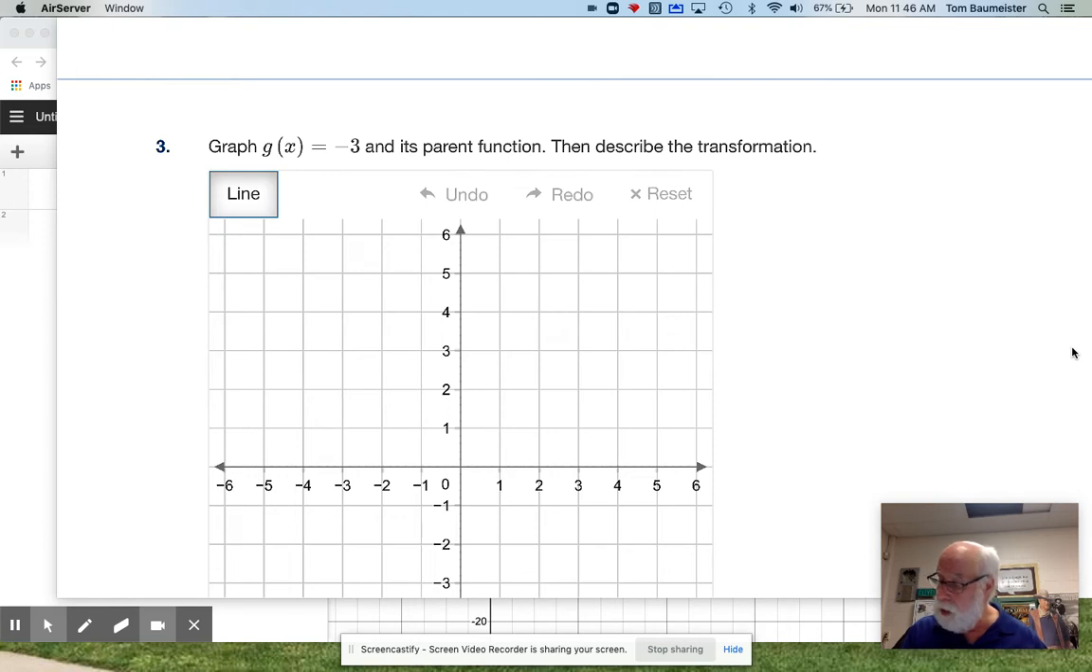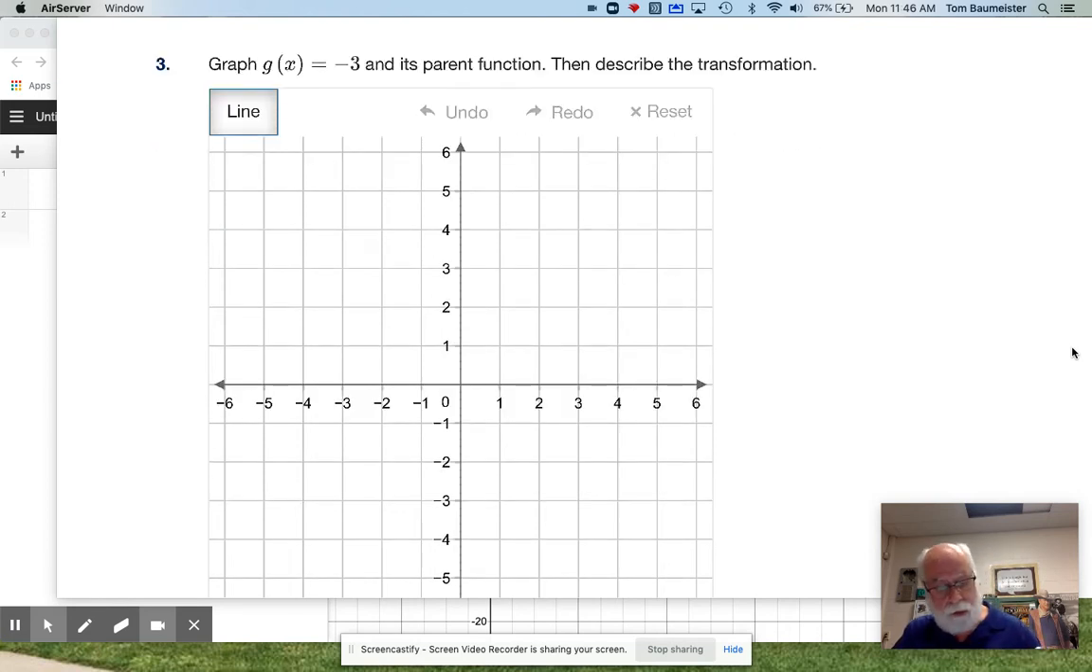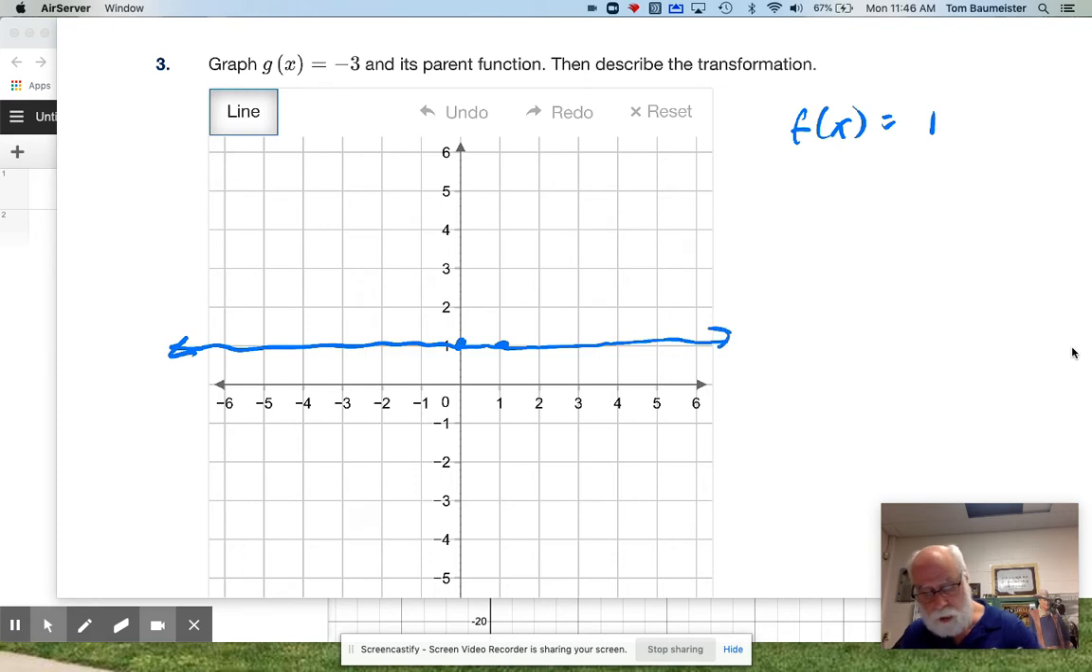Number 3, graph g of x is equal to -3 and its parent function. So remember, on this one here, it's a constant function. And remember, on our constant function, I told you we didn't use the x-axis, we used 1. So again, you'll probably have to give them a couple of points so that you can draw your line. So here's our f of x is equal to 1. That is our parent function, all right?